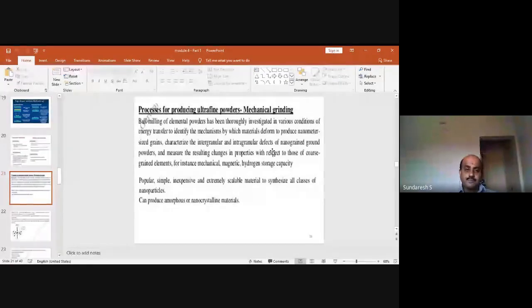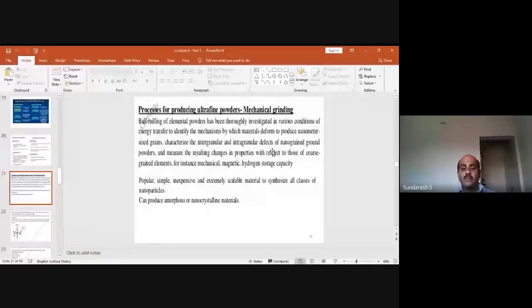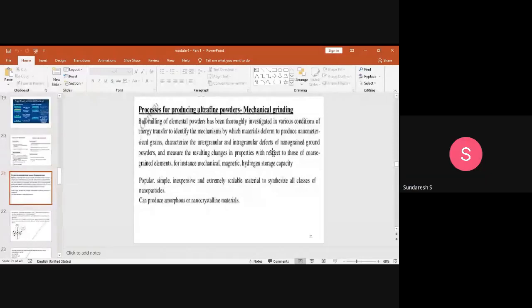So this ball milling has been thoroughly investigated in various conditions of energy transfer to identify the mechanisms by which material deforms to produce nanometer-sized grains, characterize the intergranular and intragranular effects of nanograin ground powders, and measure the resulting changes in properties with respect to those of the coarse elements, for instance mechanical, magnetic, hydrogen storage capacity.